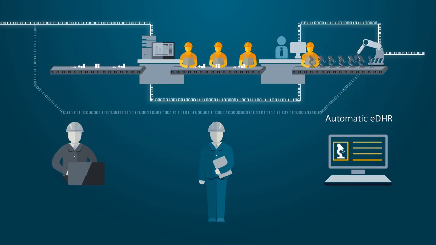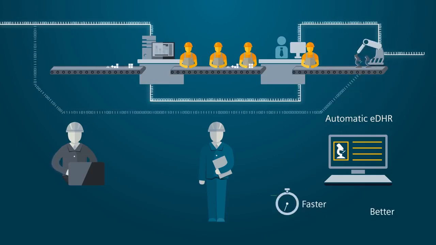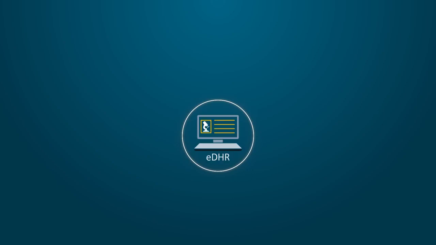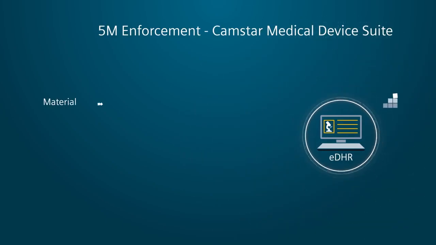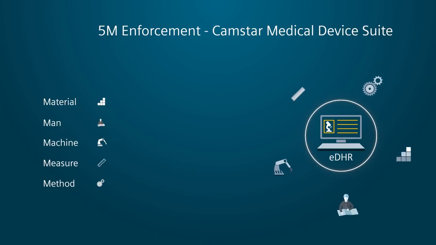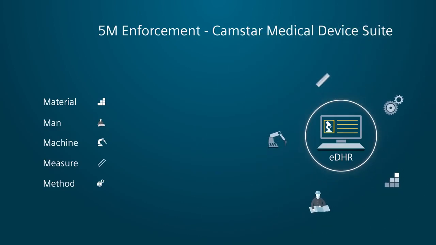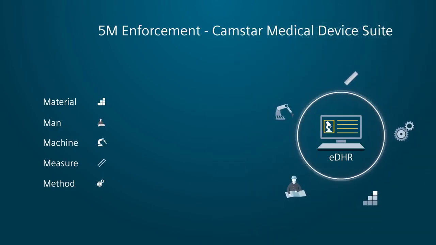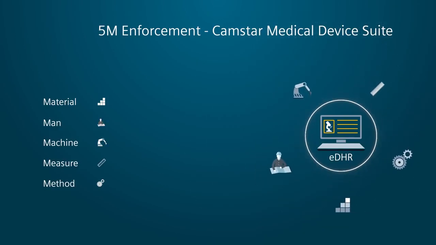Digital manufacturing execution systems enable them to manufacture, test, and inspect products exactly according to their specs, and give instant access to the data and EDHR so they can make faster and better decisions. Camstar Medical Device Suite provides an electronic device history record, or EDHR, that eliminates paper and enforces effective quality processes for the 5 M's: material, man, machine, measure, and method. A byproduct of 5M enforcement is a self-auditing electronic DHR, which ensures that both finished devices and quality records are compliant throughout the production process.